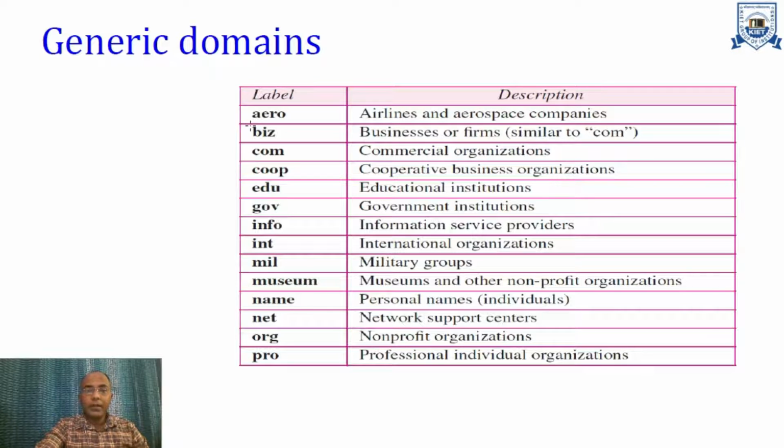Similarly, if it is a business firm, it can take .biz. If it is a commercial firm, it can take .com. If it is an information service provider, it can take .info. If it is a government institution, it can take .gov. You must have seen all these generic domains throughout. What is important is that you should be very clear that these labels are known as the generic domain.